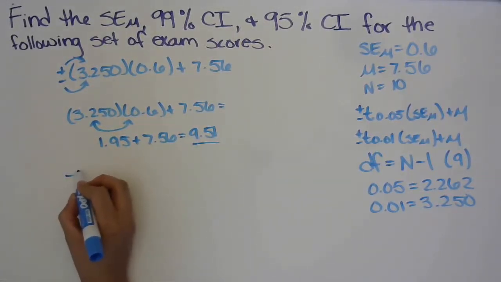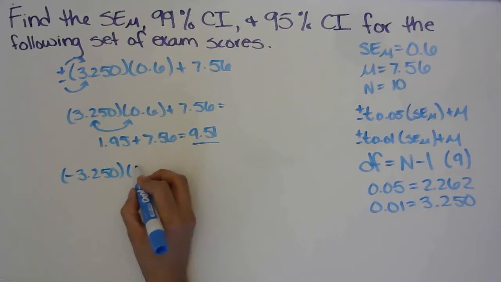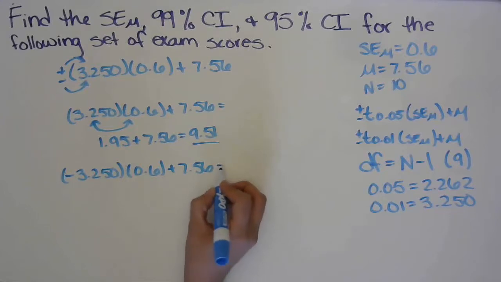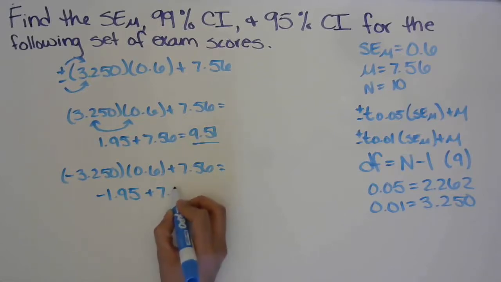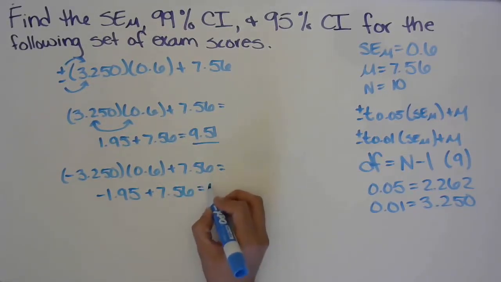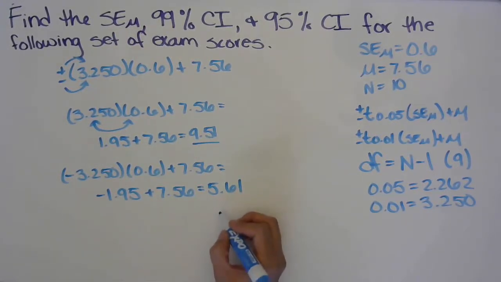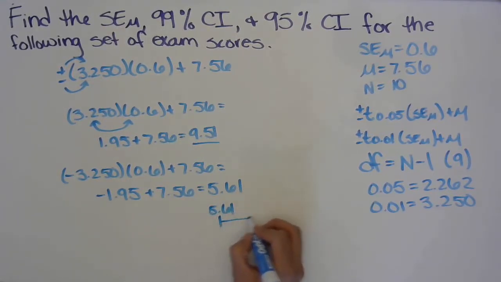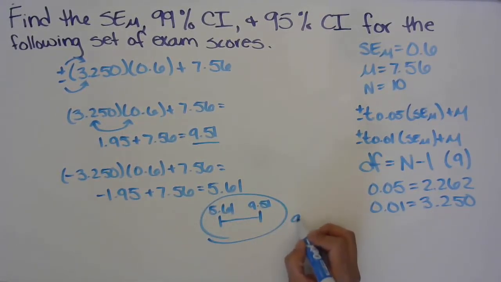Now let's do the negative. So negative 3.250 times 0.6 plus 7.56, that's going to give us a negative 1.95 plus 7.56. That is going to give us 5.61. Okay, so for our 99% confidence interval, our ranges are going to be between 5.61 and 9.51. And that is the 99% confidence interval range.